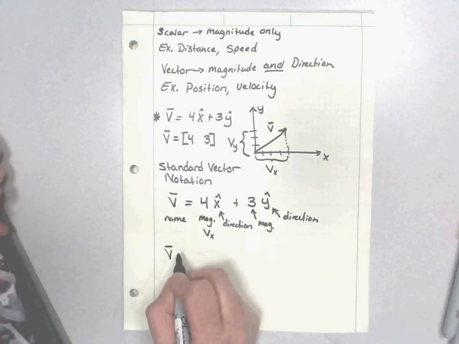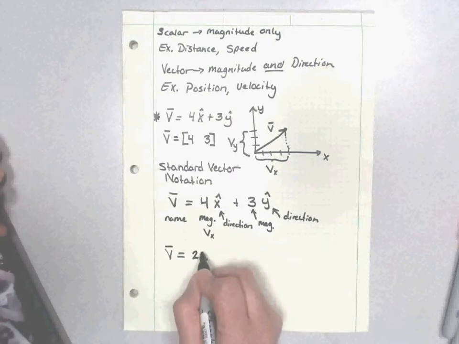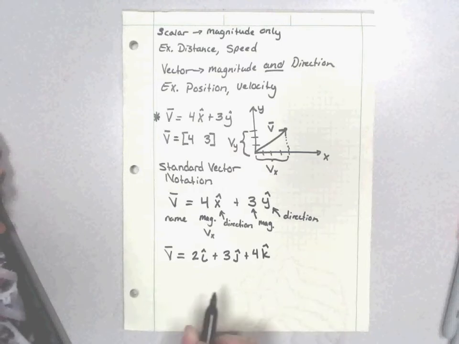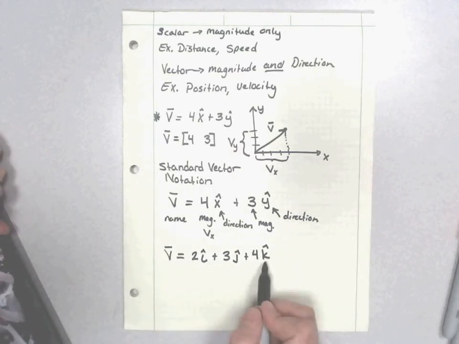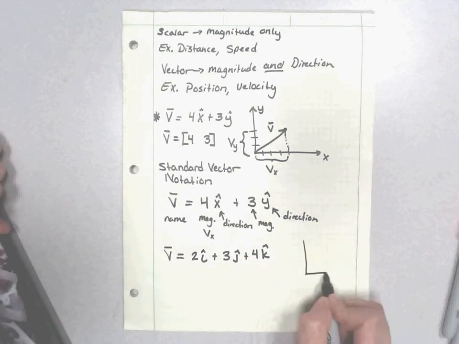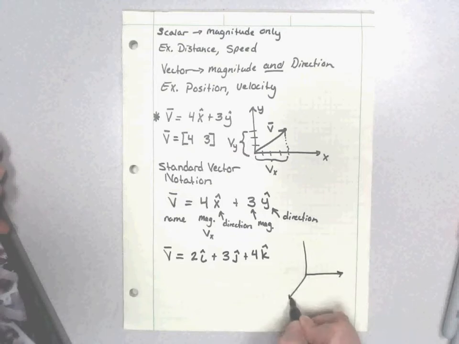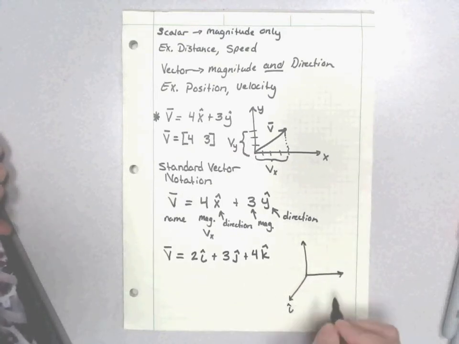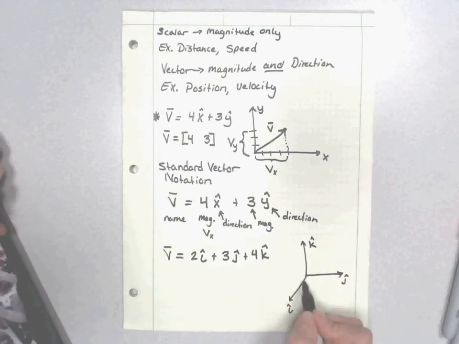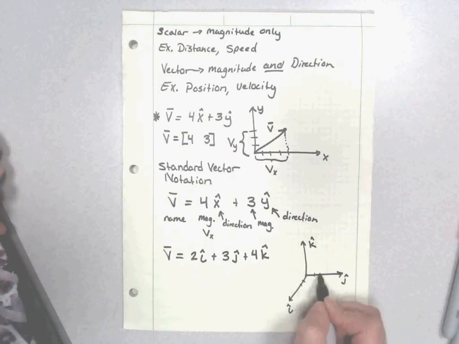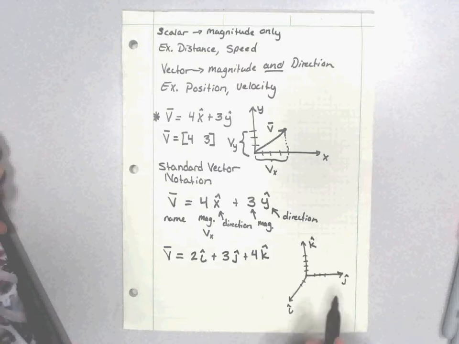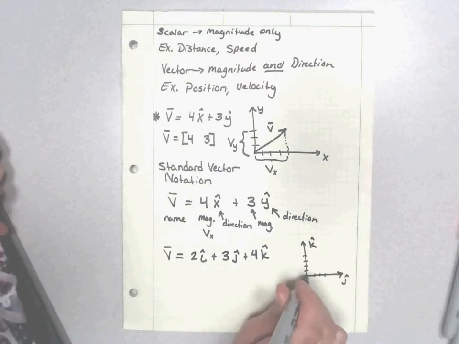There may also be a vector such as this. This simply means that it's in the I, J, K coordinate system as opposed to the X, Y coordinate system. That coordinate system looks like this. So I would move 2 in my I direction, 3 in my J direction, and 4 in my K direction. And it would be coming out of the page, something like my pen.